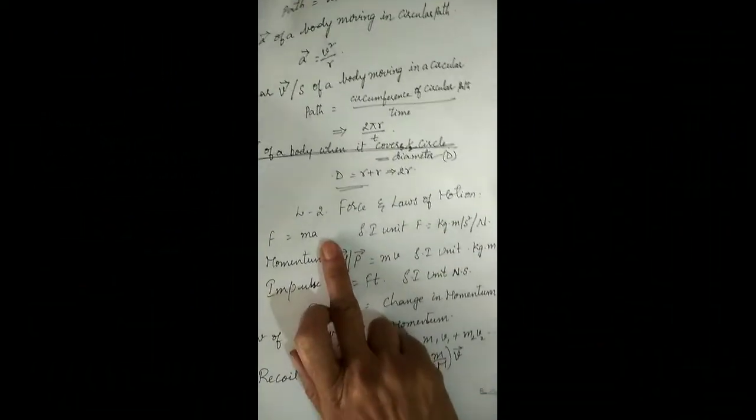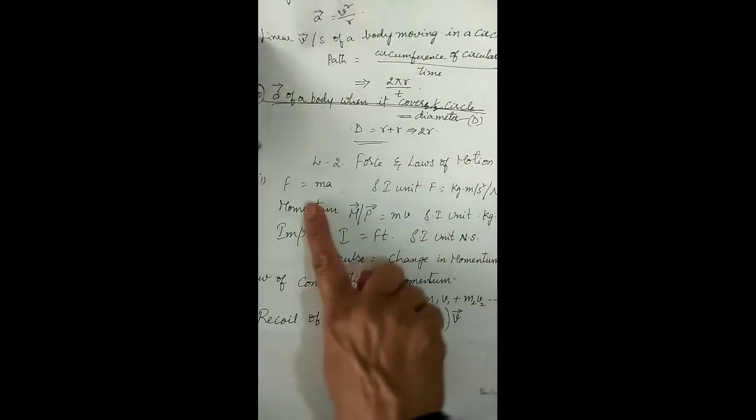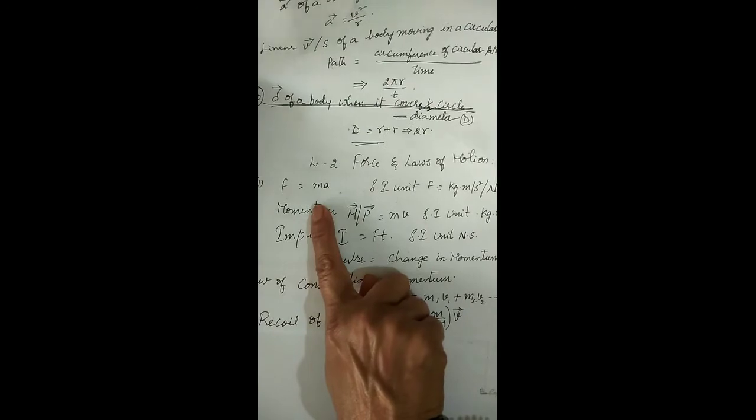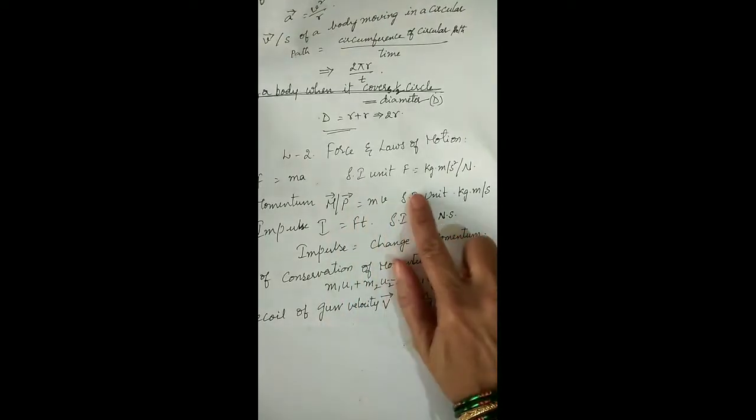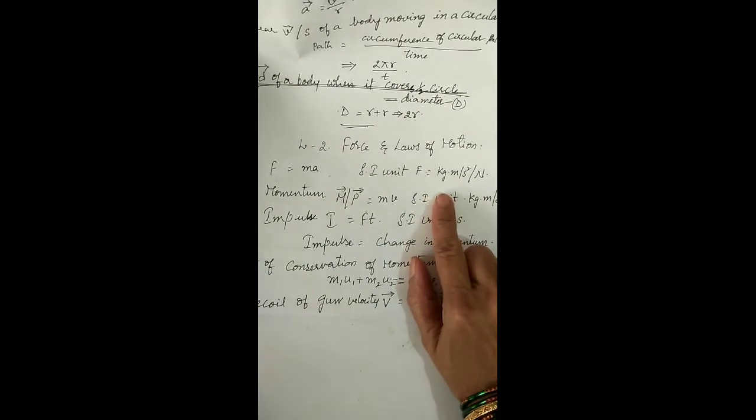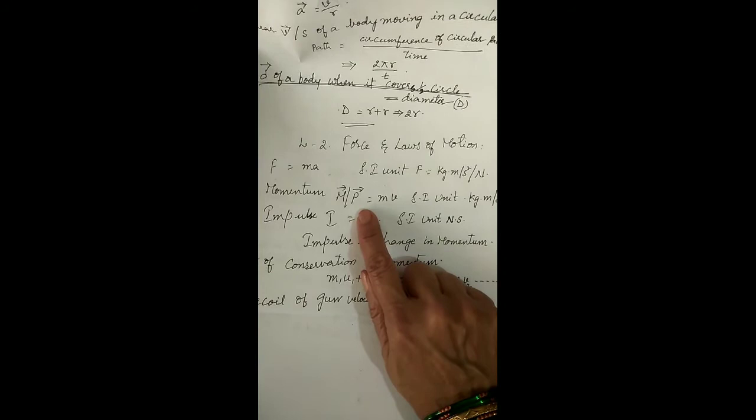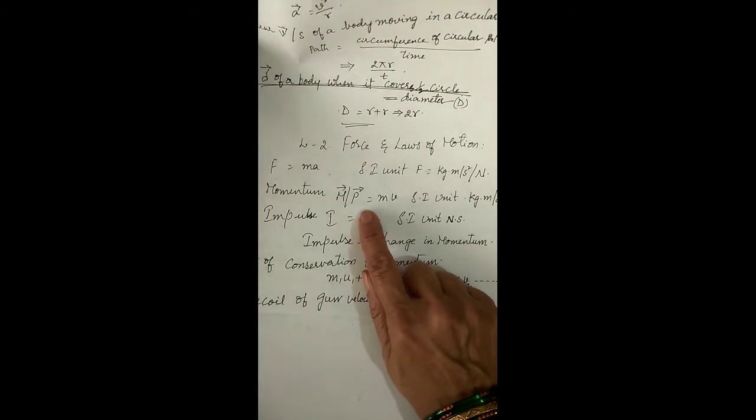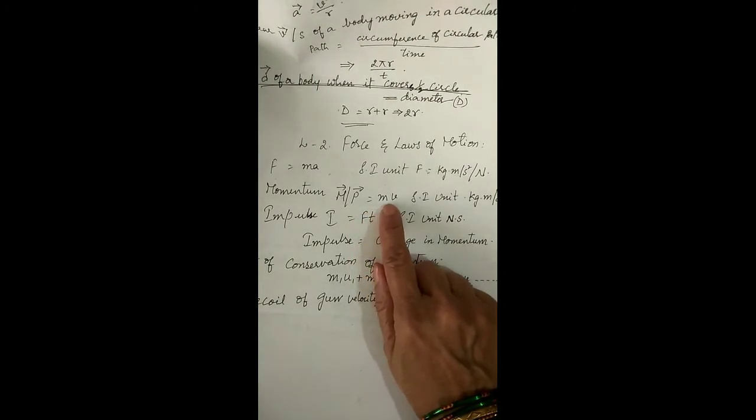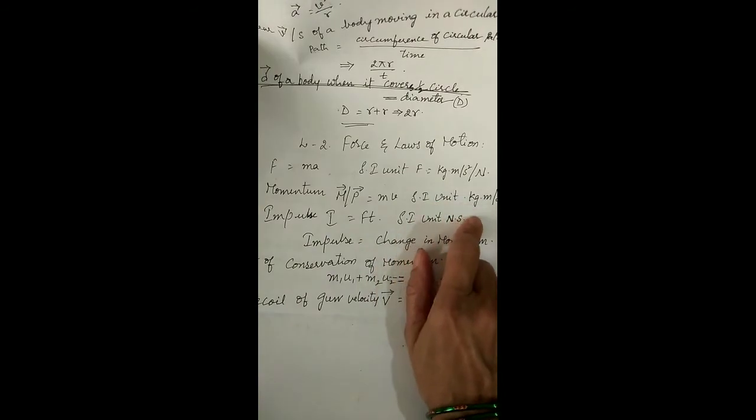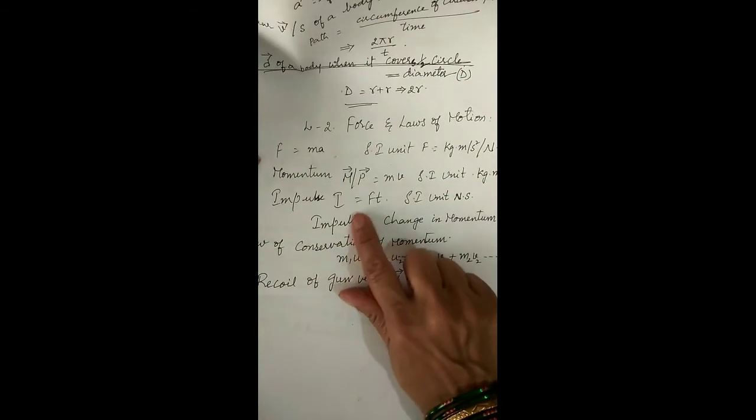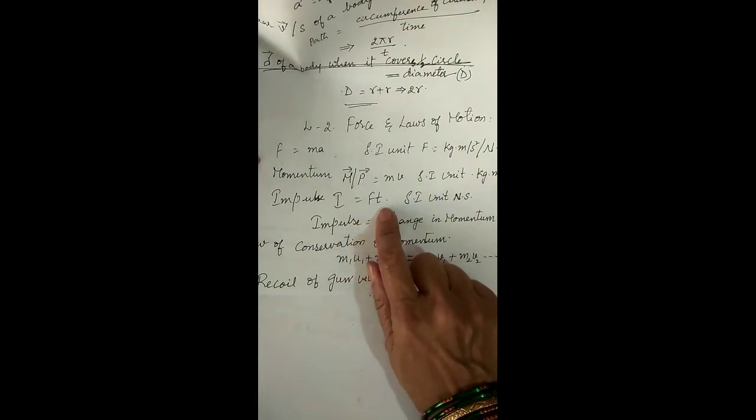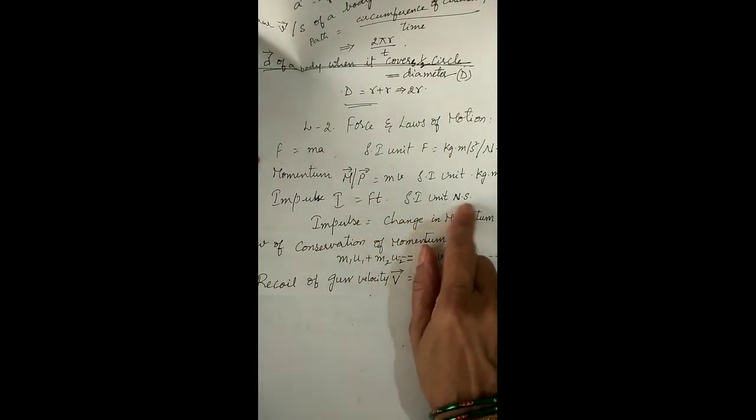The second chapter, force and laws of motion. The first formula is F is equal to ma. The SI unit of F is kg meter per second square, or Newton. Momentum, p, is also a vector quantity, the quantity of motion. It is the product of mass and velocity. The SI unit is kg meter per second. And the next formula is impulse. I is equal to Ft. Its SI unit is Newton second.